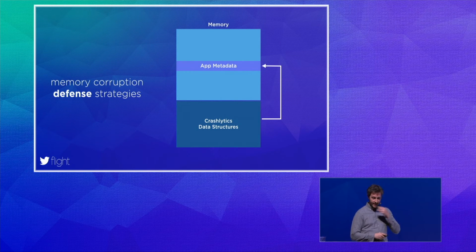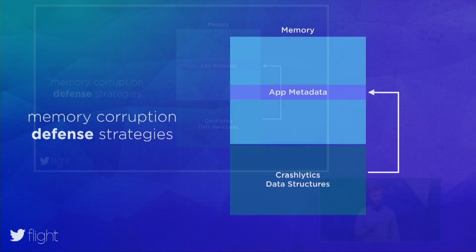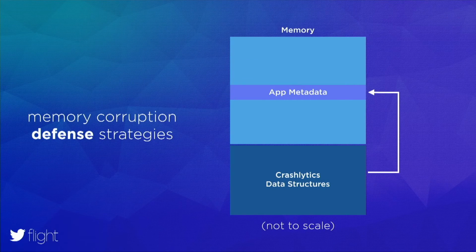So here is a diagram of your app's memory. You can see there at the bottom, you have the Crashlytics data structures, and there's a pointer to some app metadata somewhere else in memory. Don't worry, this diagram is not to scale. I just need a little space to illustrate my points. So suppose that some bad write comes in. It overwrites that metadata. Say that this was your app's bundle ID. You probably have no reason to even read this memory. So even though that bad write happened, you probably didn't crash.